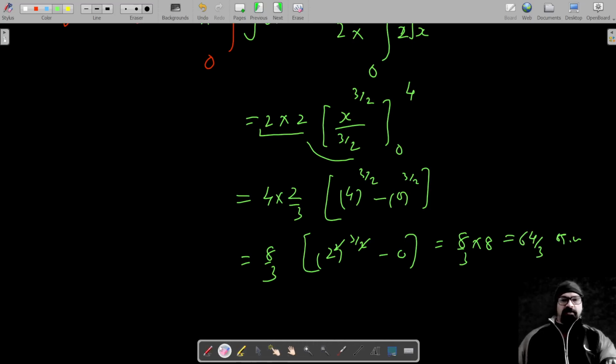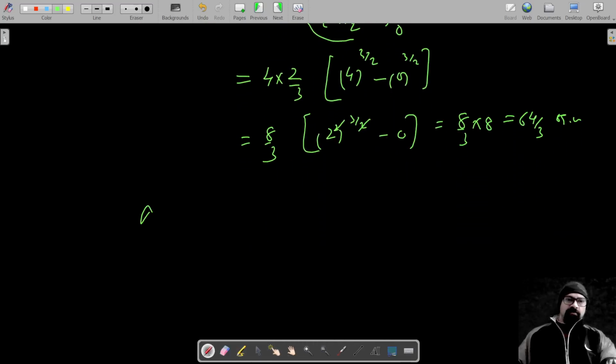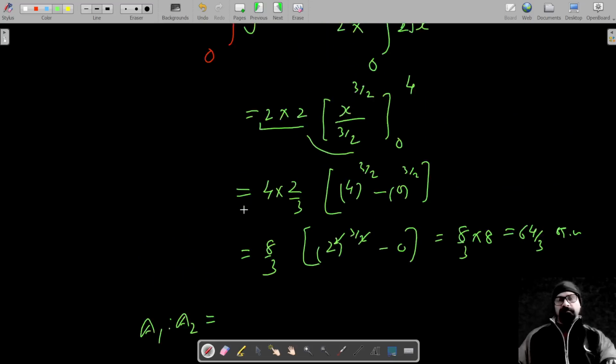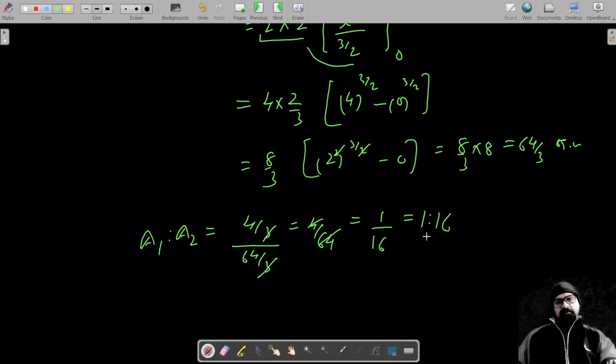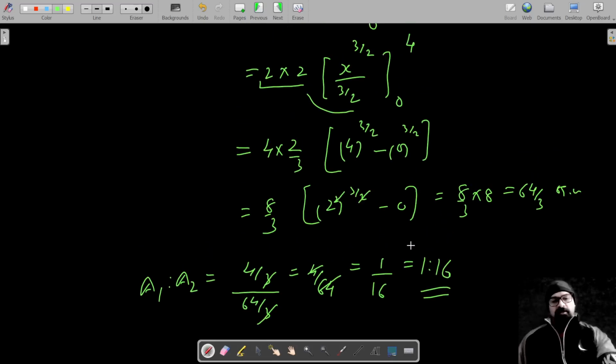Now we have to find the ratio of the areas of these two regions, that is A1 is to A2. A1 was 4 by 3 and has to be divided by 64 by 3. So the 3s get cancelled. 4 by 64 is equal to 1 by 16. So 1 is to 16 is the required ratio of the regions A1 and A2.